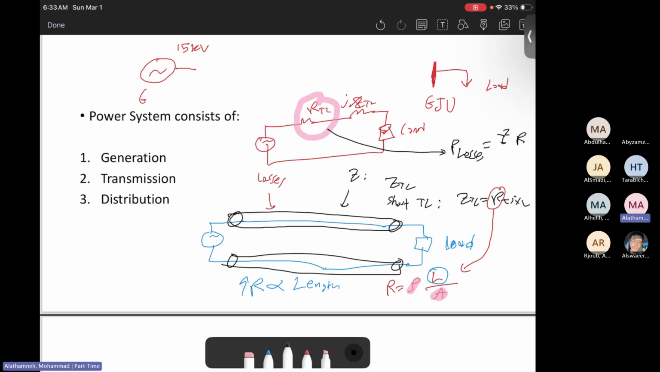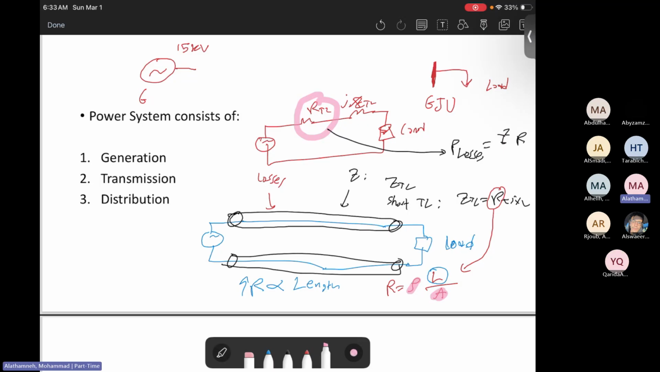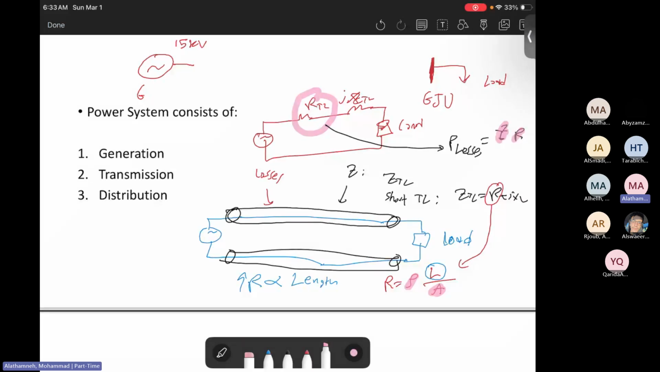So we can notice that the losses in the transmission line, I squared times R, depend on I and depend on R. R depends on the length, as I said here. Since it depends on the length, once you increase the length, the resistance will increase, which makes the losses increase. If you transmit the power 300 kilometers, there will be a lot of losses. If you transmit the power 500 kilometers, there will be more losses, and the more you increase the distance, the more losses.